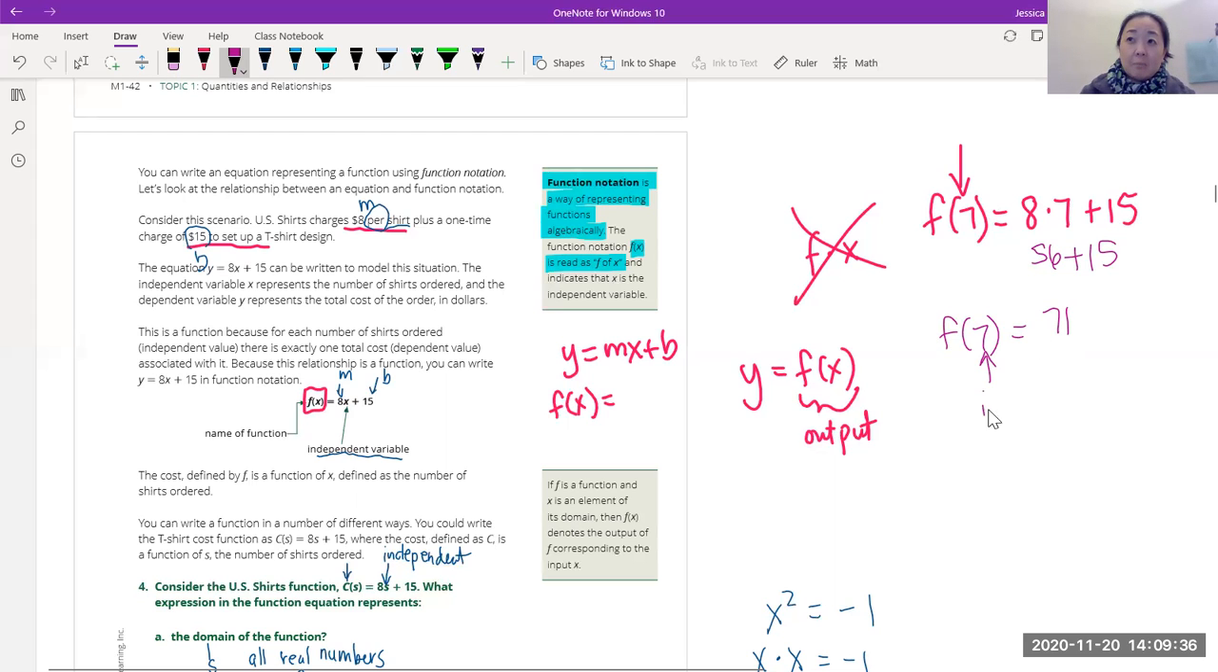Okay, this is our input. This is our output. That's what the whole thing is equal to. f of 7 is equal to 71.